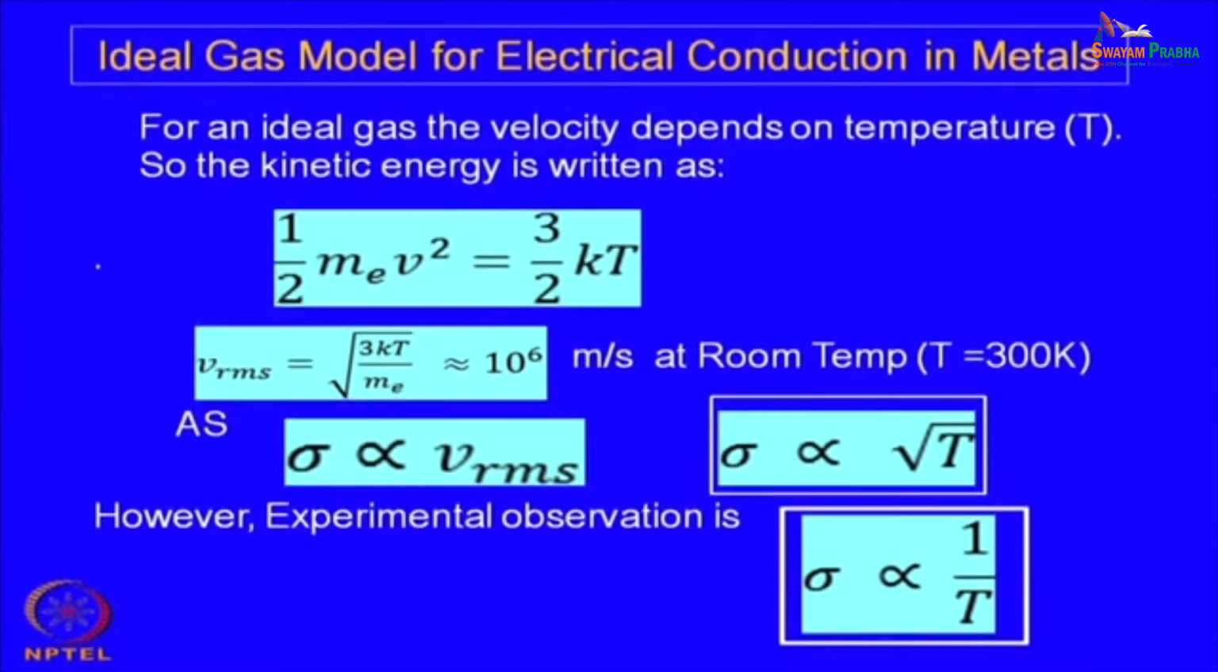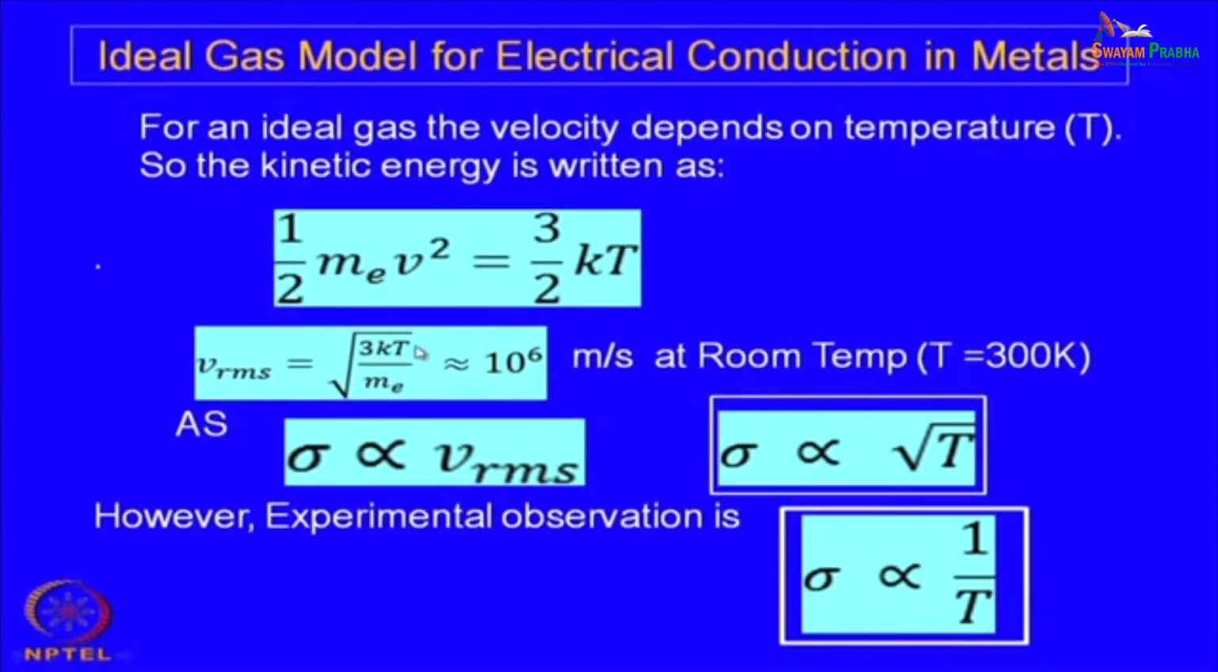This is approximately 10 to the power 6 meter per second, which has been written there as 10 to the power 5, but in that order, at room temperature, taking T equal to 300 K. As sigma is proportional to V rms, that is one kind of velocity of course, sigma becomes also proportional to root T. However, the experimental observation is that sigma is proportional to 1 by T. The resistance actually increases with temperature; that has been the observation.